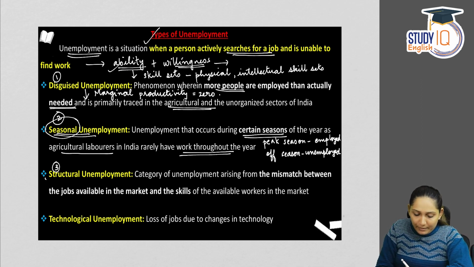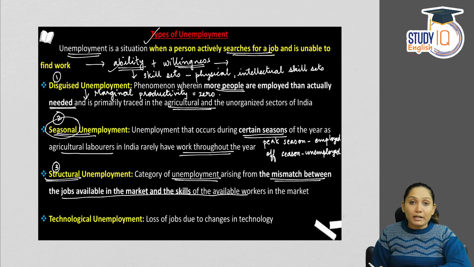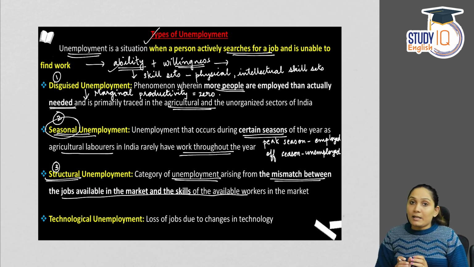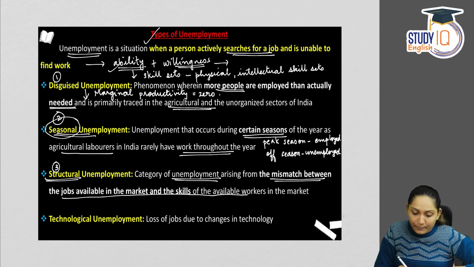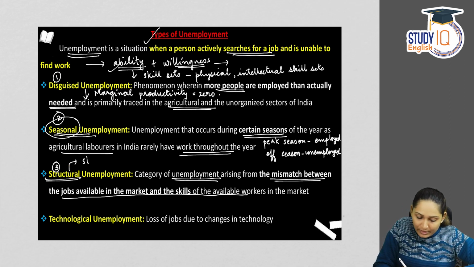Third is structural unemployment, category of unemployment arising from the mismatch between the jobs available in the market and the skills of the available workers in the market. So what is structural unemployment? This is due to the structural deficiencies. What is structural deficiency? Here the labor force will have some skill sets, but what the market demands is another set of skill sets. That is structural unemployment, which occurs due to structural deficiencies.